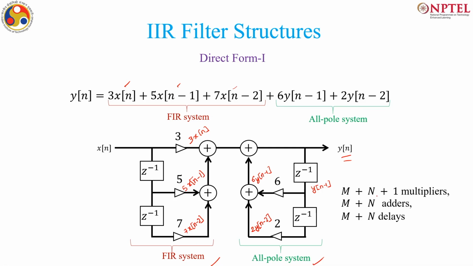So, here we have M plus N plus 1 multipliers. What is M? M is basically the highest lag in the FIR system. What is N? N is the highest lag in the all pole system. In this case, the highest lag in the FIR system is 2, so M is 2, and N is also 2. So, M plus N is 4, plus 1 is 5. So, we have 5 multipliers: 1, 2, 3, 4 and 5. That extra one is for the x[n] without any delays. Adders are M plus N, so these are the adders, and delays are also M plus N. These are the 4 delays.